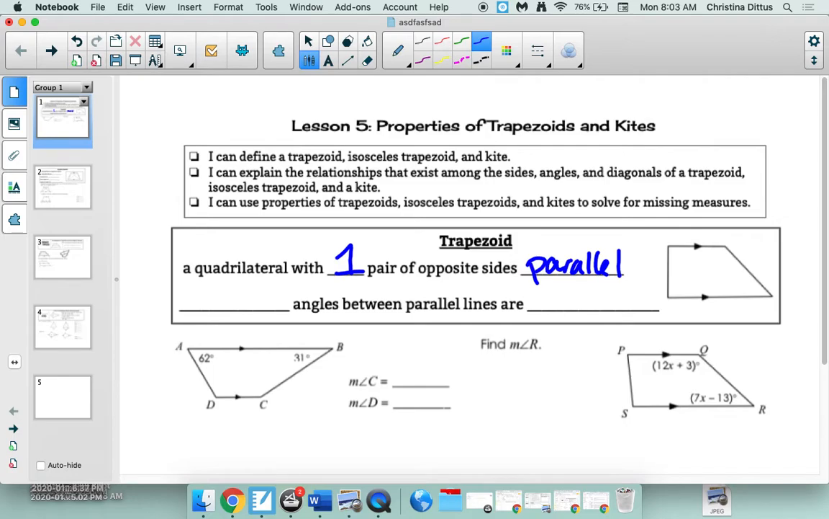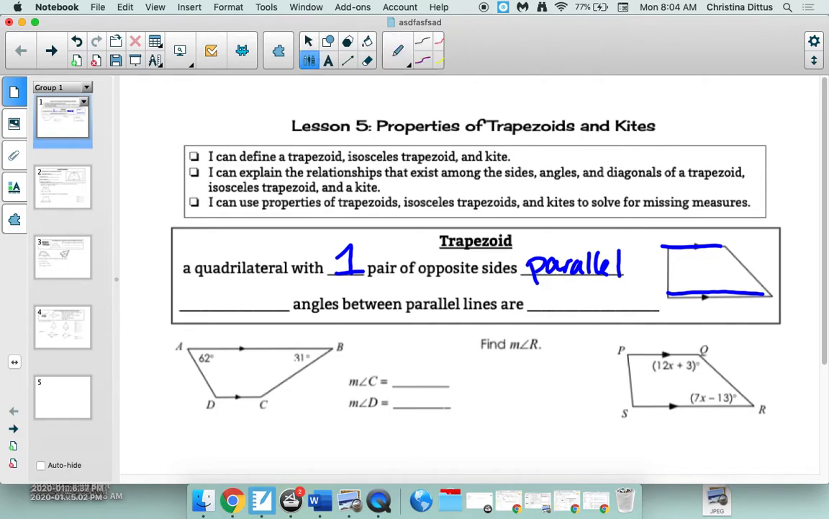So everything else that we have dealt with so far has been a parallelogram, where both pairs of opposite sides are parallel. Trapezoid's only one pair is parallel. And how do I know which side's parallel? What do I see on my diagram? The arrows, yeah. So these two lines are parallel.